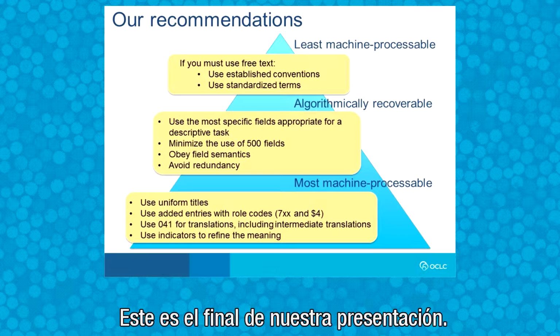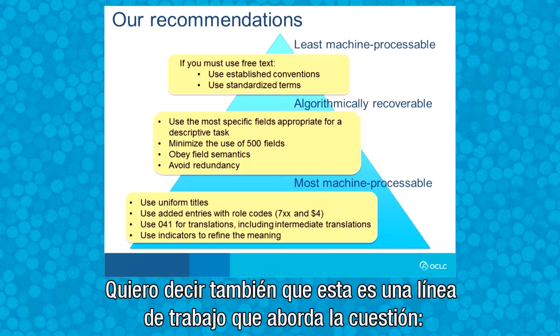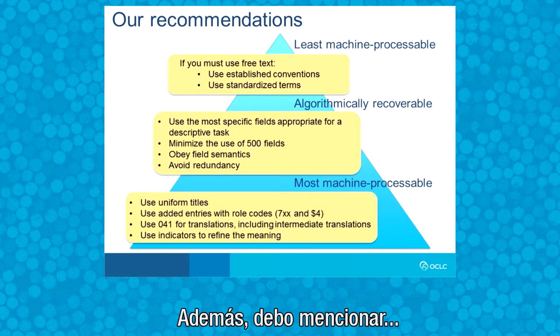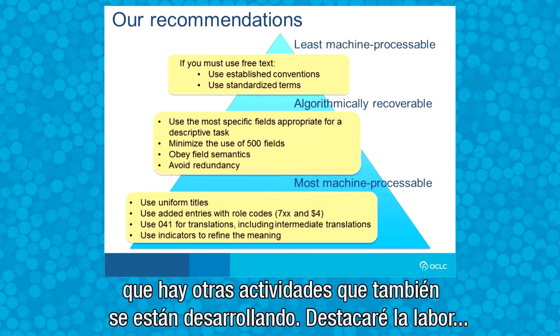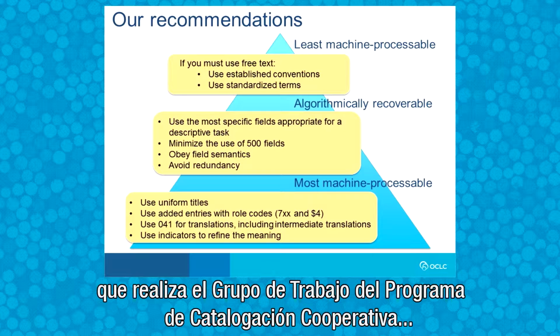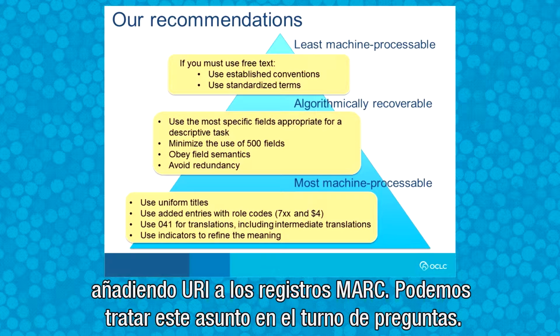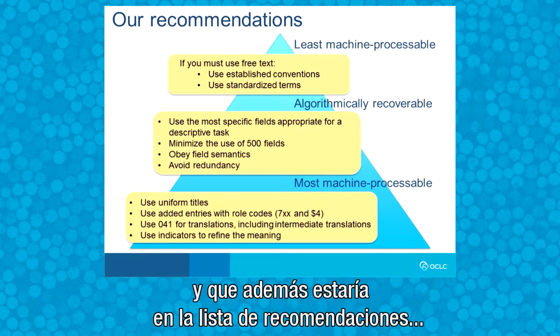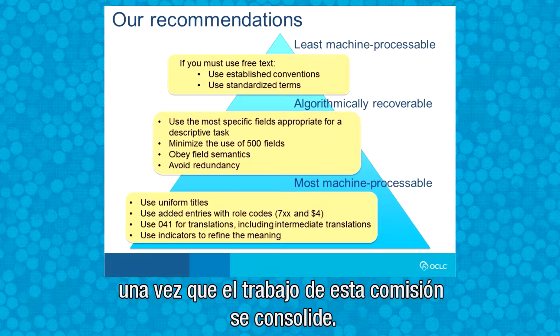So that's the end of our presentation. I should say, too, that this is one thread of work that addresses the question of how to make MARC data more easily convertible into linked data. But as we close here, I should mention that there are other activities going on as well, and one that I'll highlight is the Program for Cooperative Cataloging Task Group on adding URIs to records, and I can address this more in questions, but just wanted to let you know that that's also going on, and that would also be in the list of recommendations once the work on that committee stabilized.